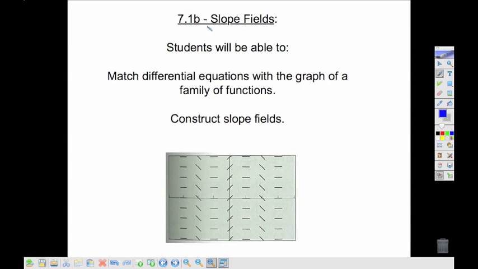In this lesson, we'll be looking at something called a slope field. This is an example of a slope field. And what it is, we start with a differential equation. Remember, that was an equation written as dy dx is equal to. So it is telling us a derivative of a function.